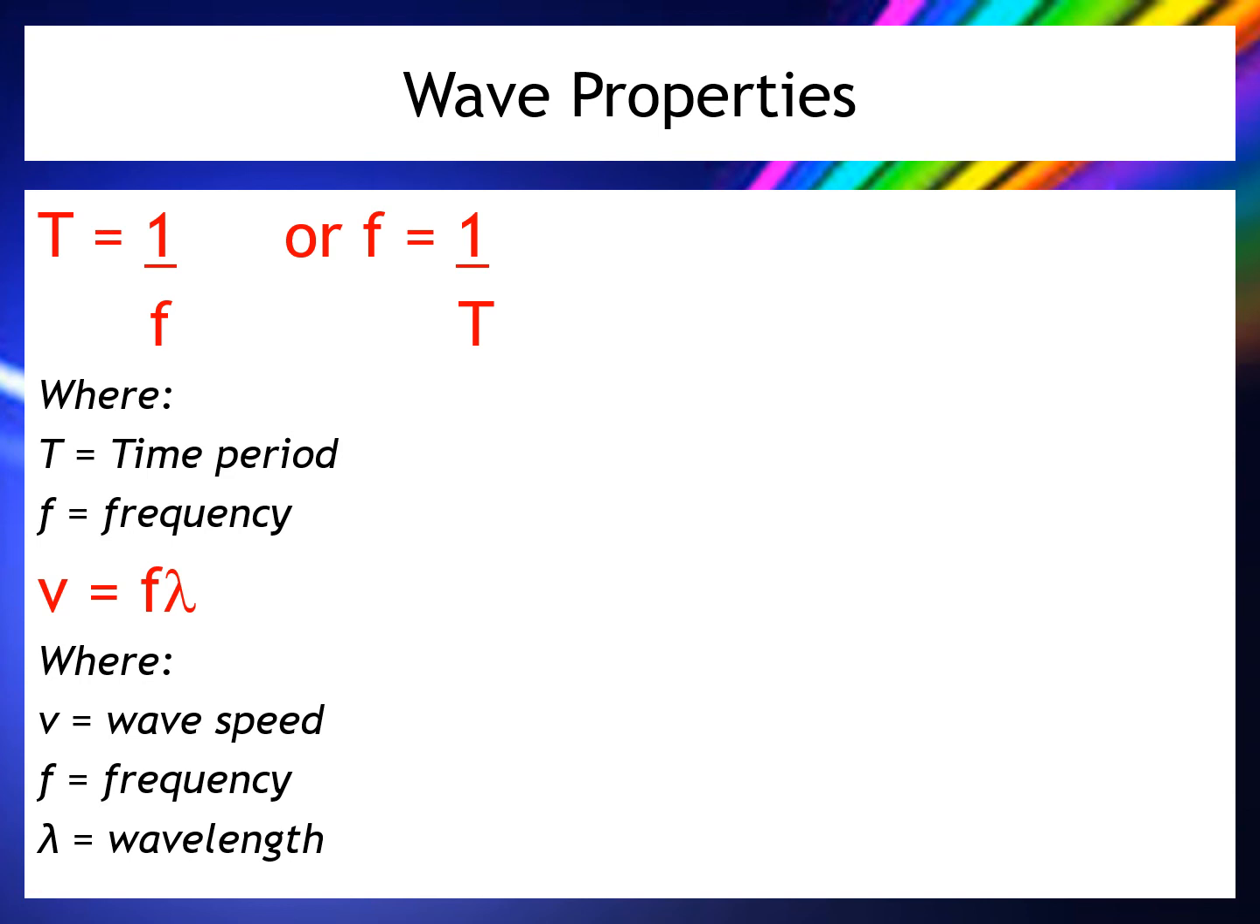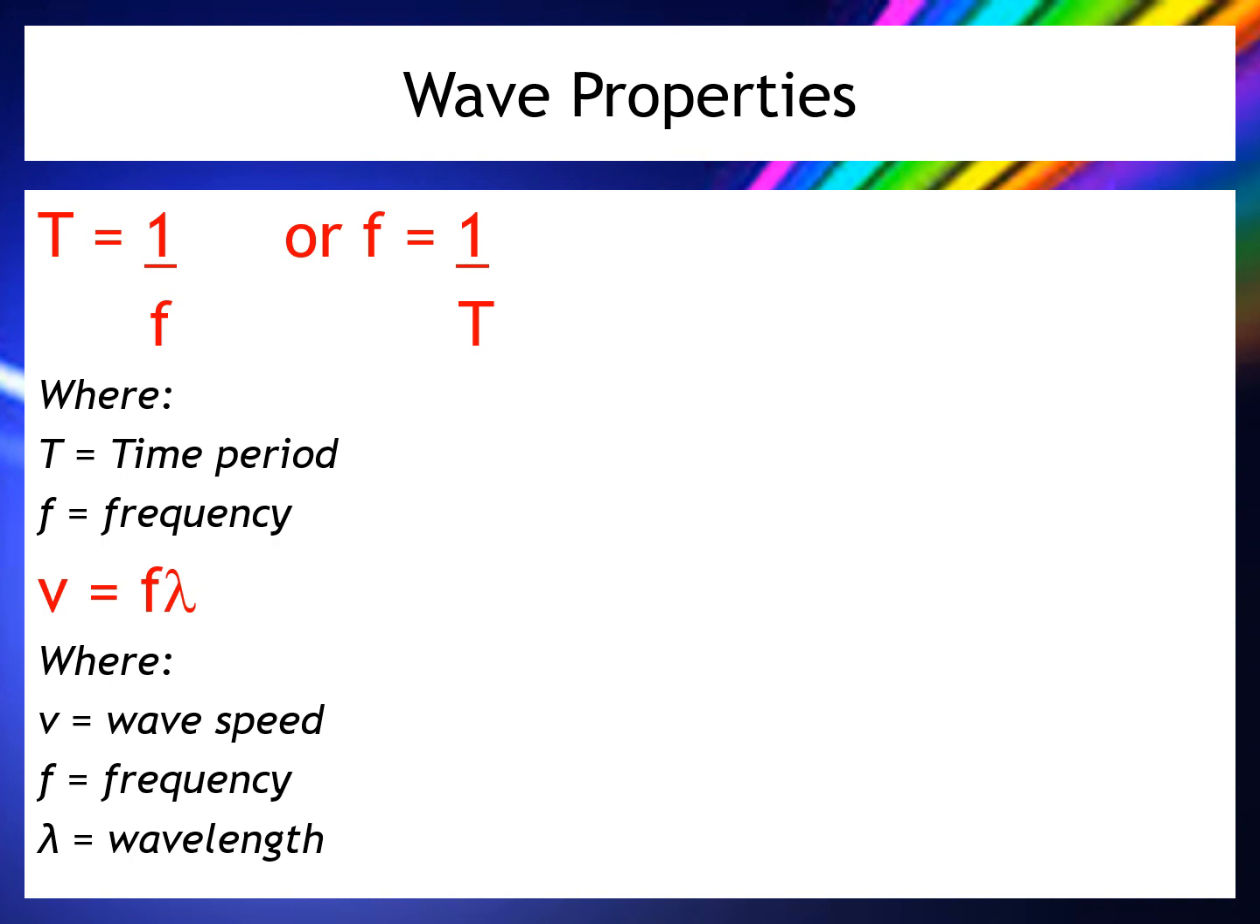There are two equations that you need to be familiar with for the waves topic. The first one relates time period and frequency. And these two are the reciprocal of each other, and the word reciprocal in maths means 1 divided by. So time period equals 1 divided by frequency, or frequency equals 1 divided by time period.